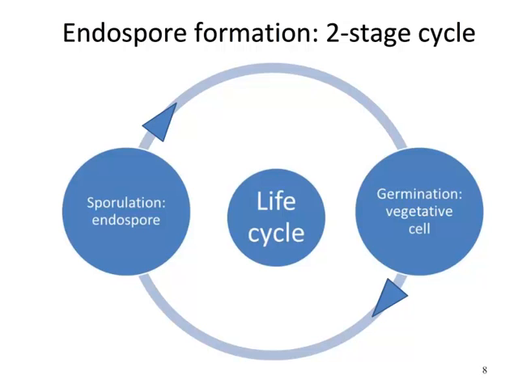The formation of endospores is a cyclical process, and so I have given you a diagram to look at here. I would like you to first focus your attention on the right-hand circle of this diagram, where the caption is germination, the vegetative cell. A vegetative cell is that living, growing, make-you-sick form of the microorganism.